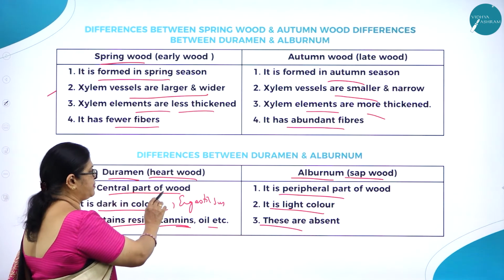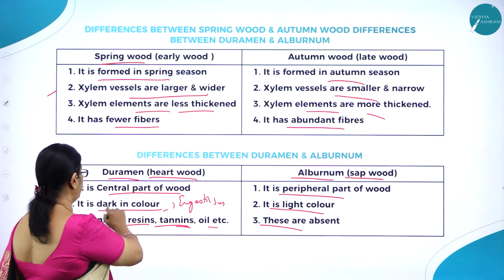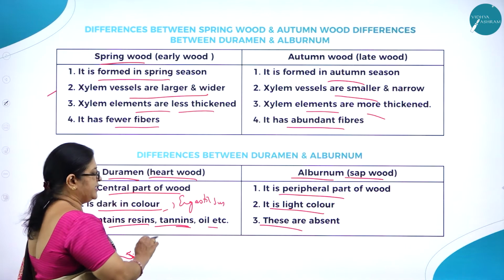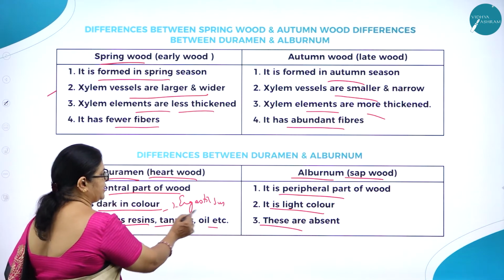So what is the difference between duramen and alburnum? It is the central part of wood, it is the peripheral part of wood. It is dark in color, it is light in color. It contains resins, tannins, oil, etc., which are nothing but ergastic substances. These are absent.